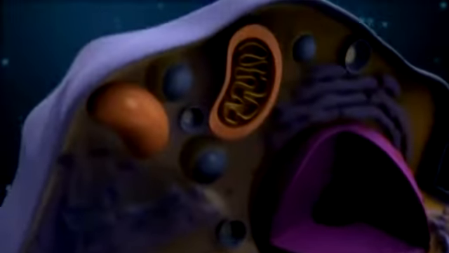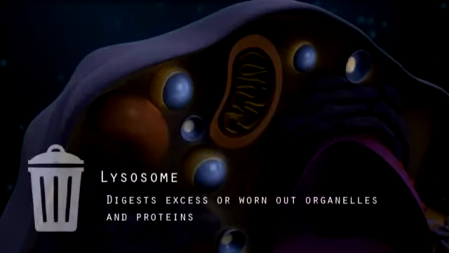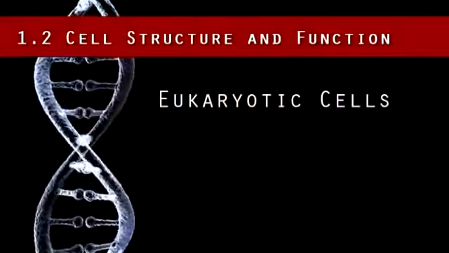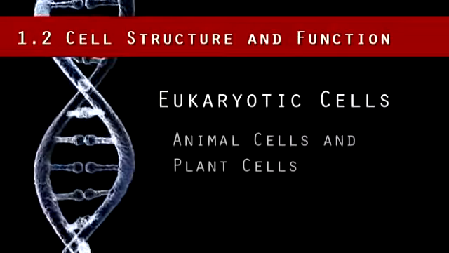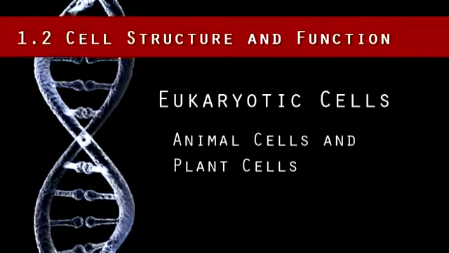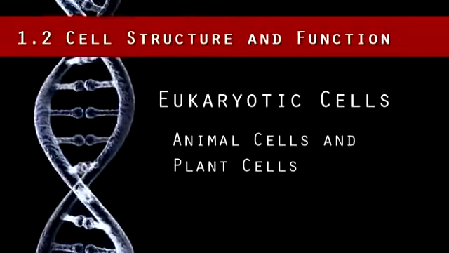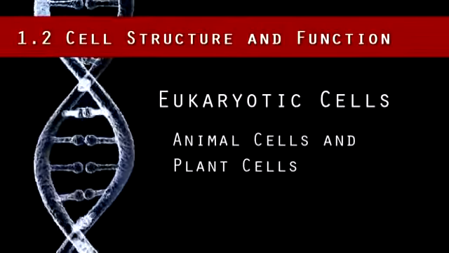The lysosome is the trash man of the cell because it digests excess or worn-out organelles and proteins by breaking them down and removing them. There are actually two types of eukaryotic cells, animal cells and plant cells. Both types of cells are very similar, but there are three distinct differences.